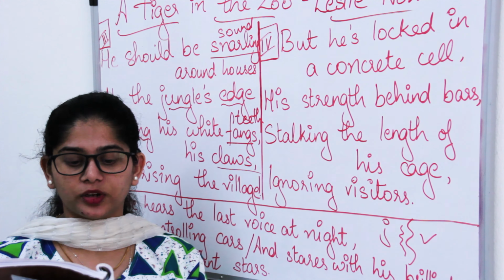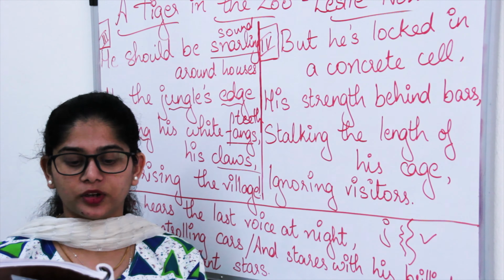Now if we move on to the next stanza, he said but. Okay, there's a deep silence over there. But where's the tiger now? The tiger is locked in a concrete cell. You know what concrete is, right? Basically it's a mixture of cement, sand and stone. Okay, and his strength is behind the bars. His current situation is actually a very pathetic situation. Right now he's behind the concrete bars, stalking the length of his cage.